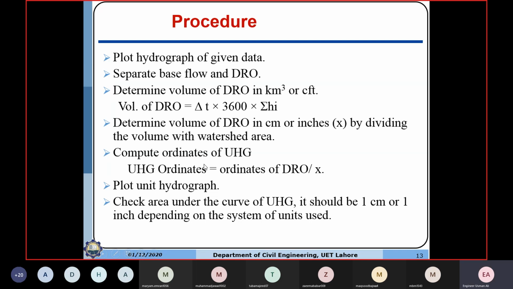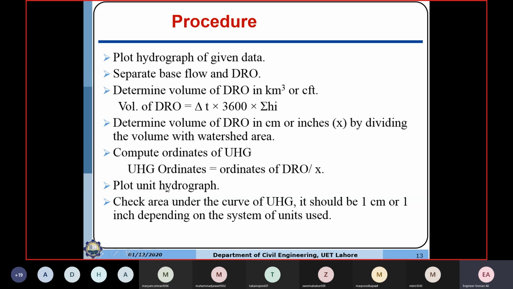After that, you have to compute the ordinates of the unit hydrograph. The ordinates of the unit hydrograph are the ordinates of DRO divided by this x calculated in the fourth step. तो जो DRO के ऑर्डिनेट्स है उसको आप x से डिवाइड कर देंगे, तो इस तरह आपके पास यूनिट हाइड्रोग्राफ के ऑर्डिनेट्स आ जाएंगे. You will plot again the ordinates of the unit hydrograph with time, so you will get the unit hydrograph. After plotting the unit hydrograph, you have to plot the DRO hydrograph and the unit hydrograph on the same graph.